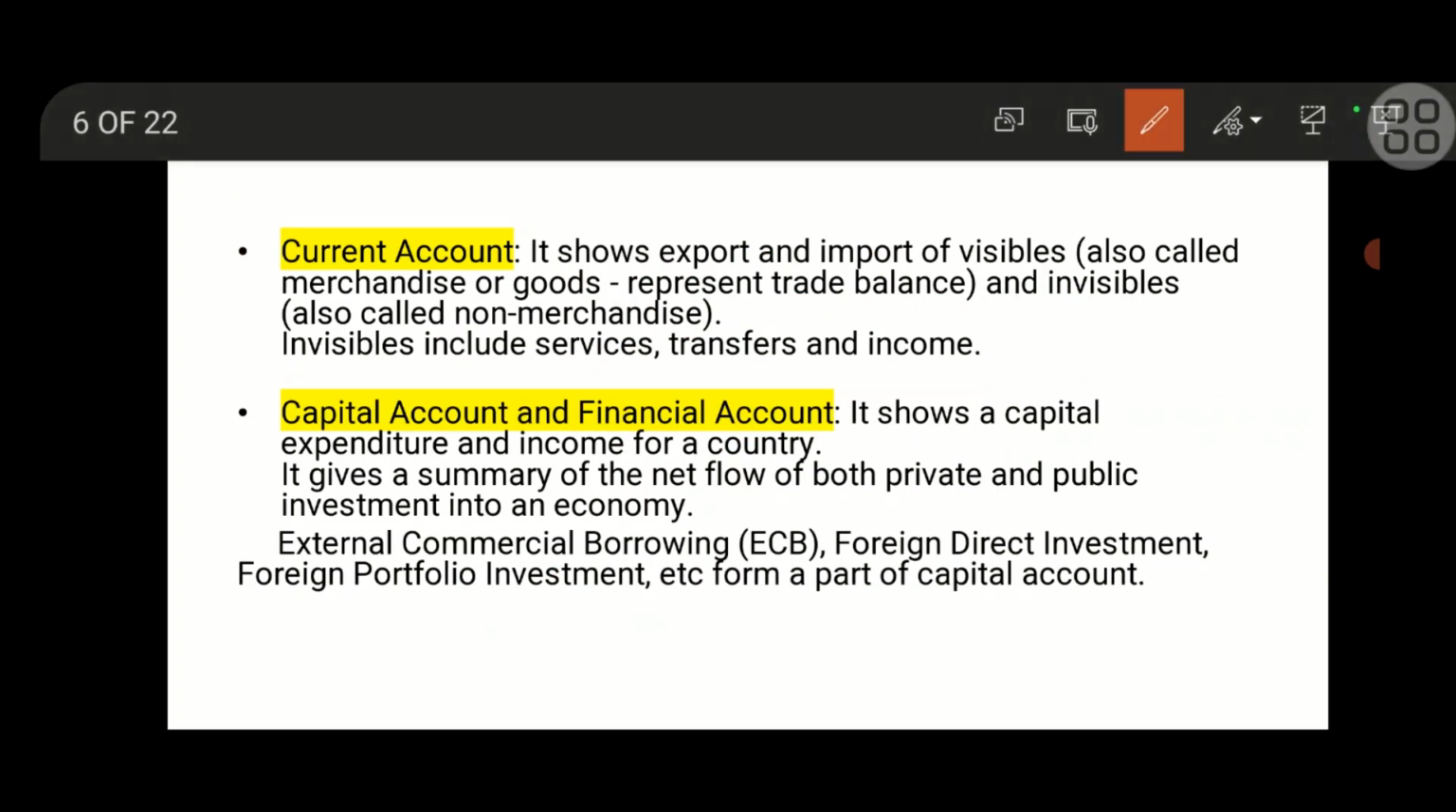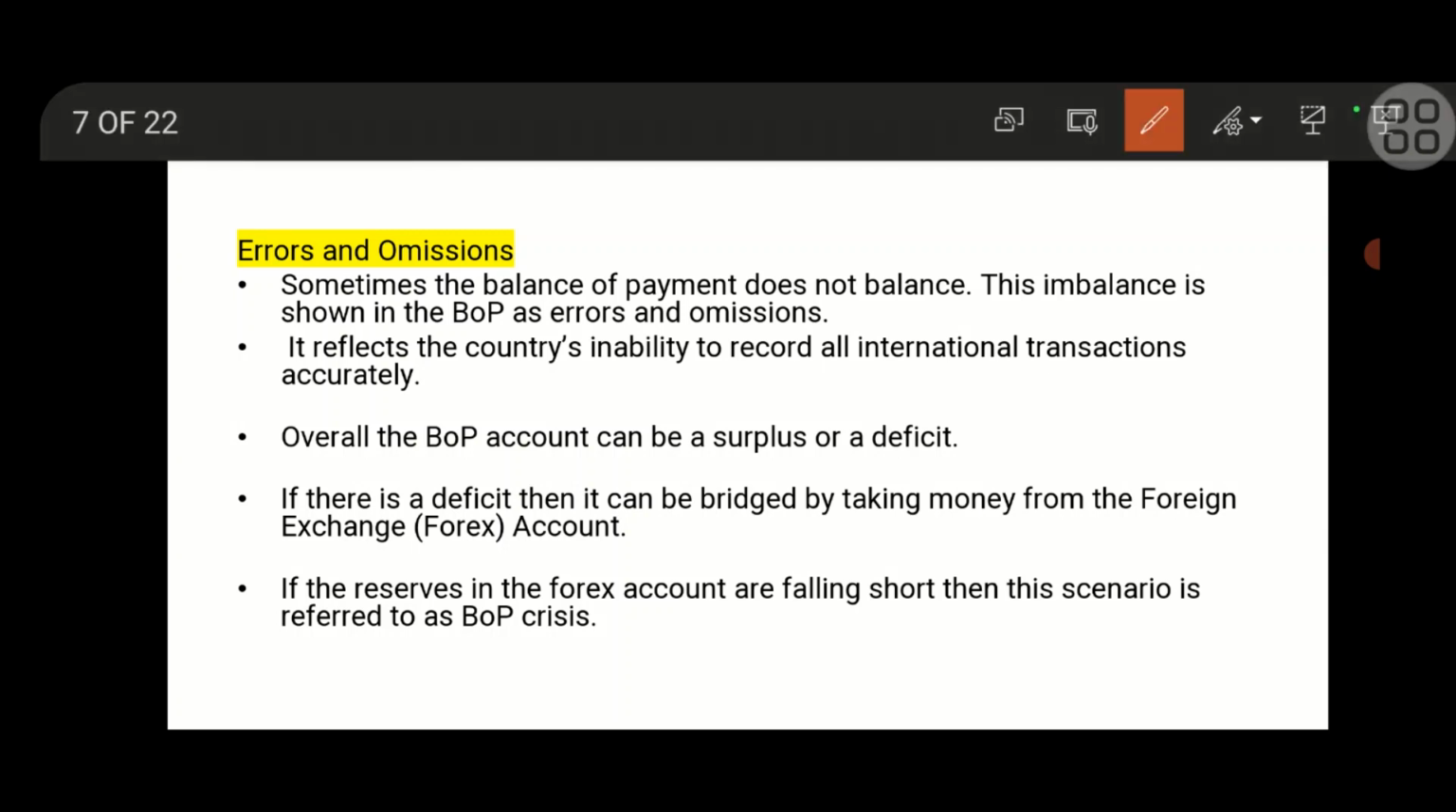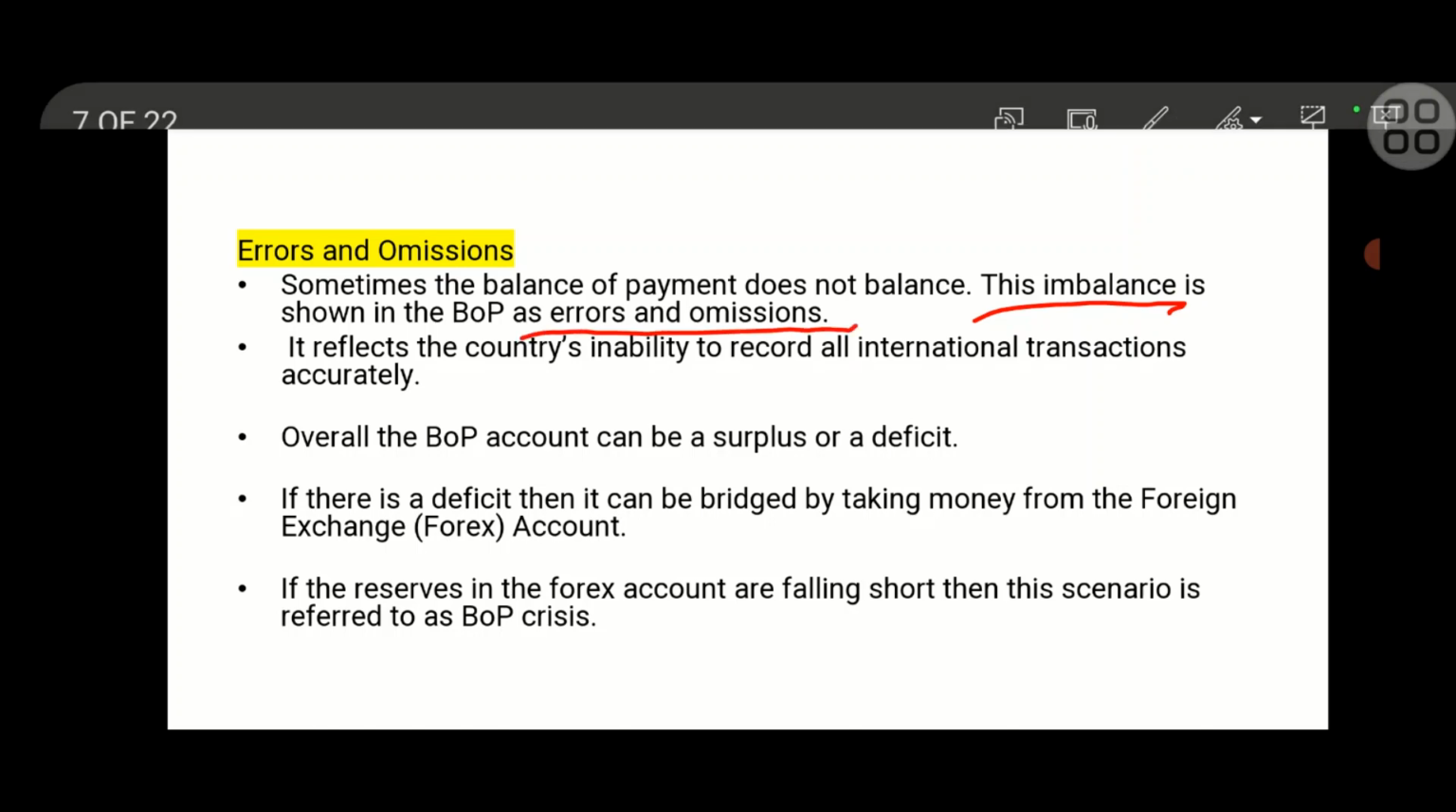So what is current account? It shows the export and import of visible, meaning goods, and invisible, meaning services, transfers, incomes. Okay, that is called current account. Capital account means capital expenditure and income for a country. Okay, even ECB, FDI, FPI also form a part of capital account. So errors and omissions mean sometimes the BOP does not balance. So that imbalance is shown in the BOP as errors and omissions.